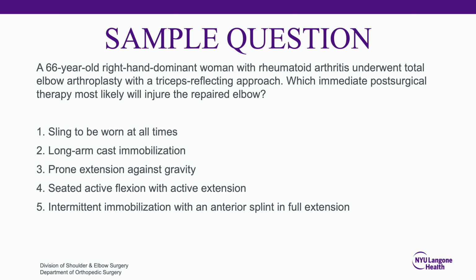Sling, that will protect the elbow, although it's going to be too stiff. Long arm cast, same idea. Prone extension against gravity. So this would be the main problem. If you do any exercises against gravity, it's going to cause a problem and potentially compromise the healing of the triceps. Seated active flexion and active extension. So if you're seated, active extension is gravity assisted, so that's probably not going to stress the triceps too much. Intermittent immobilization, once again, this is going to protect the elbow, including the triceps. So the main answer will be the prone extension against gravity. That's going to cause a problem with the triceps.